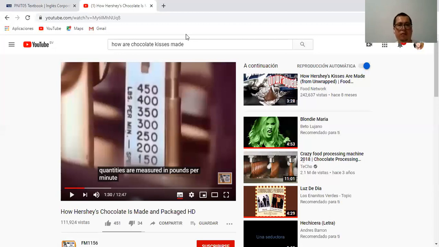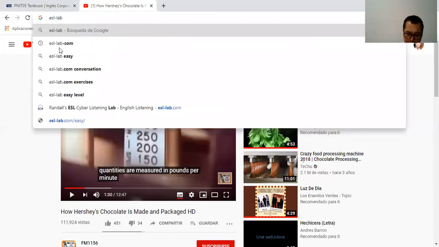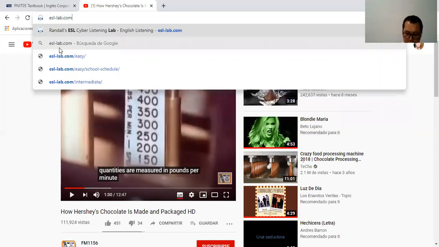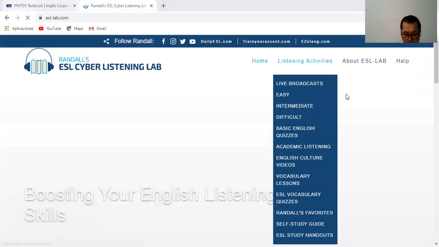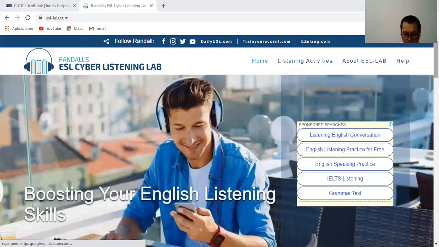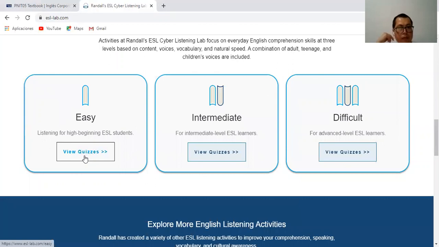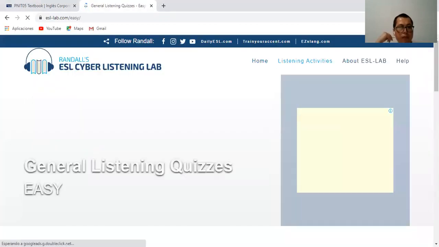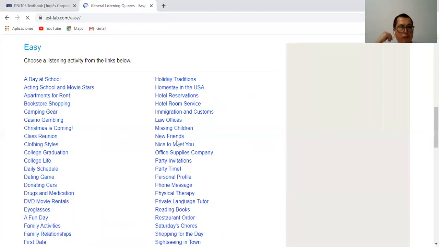Fíjense que también hay otros lugares donde uno puede practicar listening. Por ejemplo, hay uno que es bien bonito. ESLab.com. En este sitio web, Herman, usted puede practicar los listenings acá. Okay. Por ejemplo, le da View Quizzes en Easy. Aquí usted escucha, you can listen here. For example, we have this.